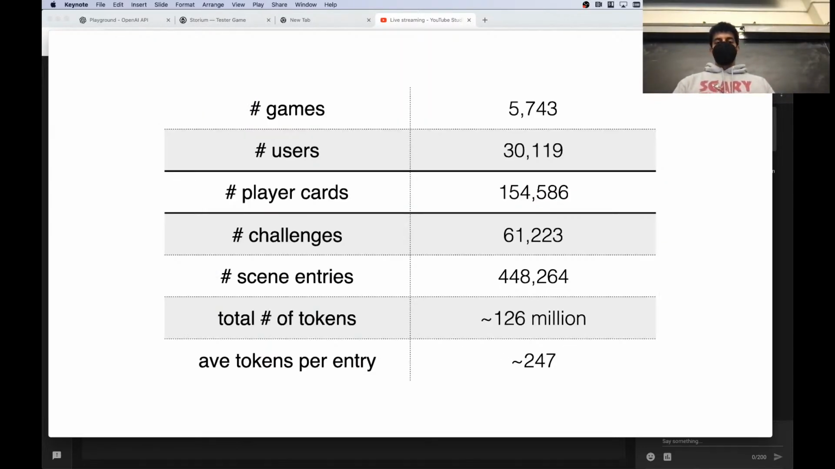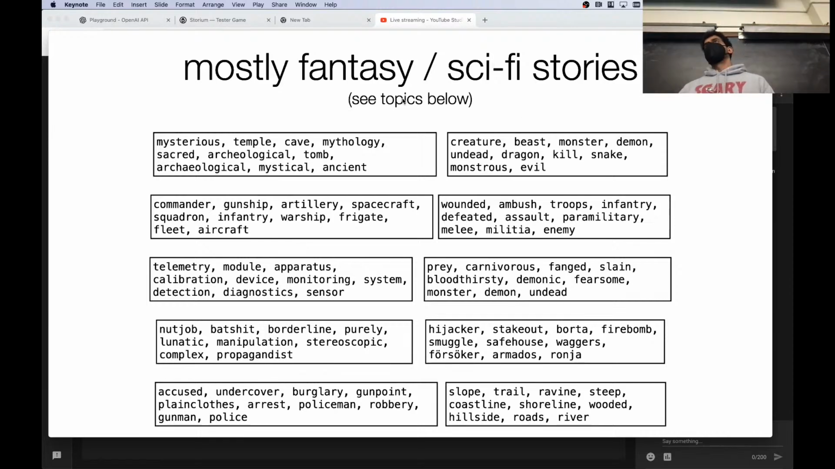Okay, so there's a lot of data in this platform. The maintainers decided to share all of their data with us, which was great. As you might imagine, most of the stories are fantasy or science fiction. They're about things like temples or creatures or spacecraft and so on.